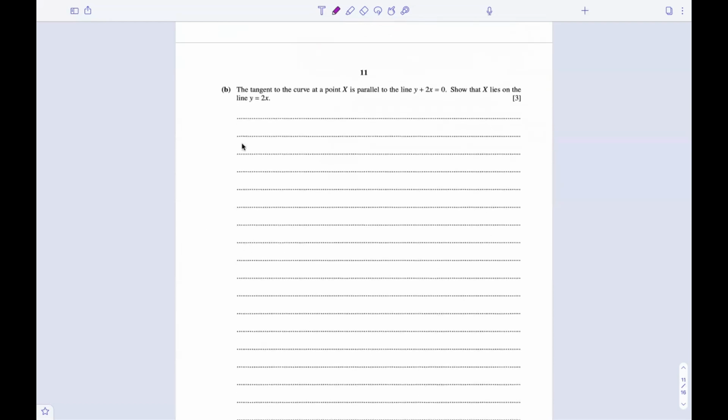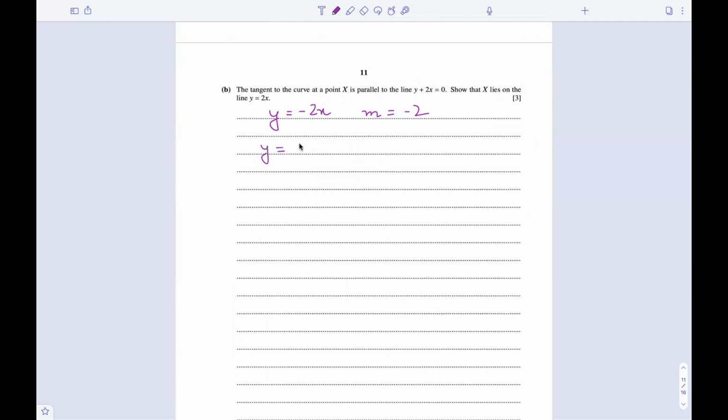Now in part B, we have a tangent to the curve at a point x and it is parallel to the line y plus 2x equals 0. So the line has equation y equals minus 2x, which means that the gradient of this line is minus 2. So the tangent to the curve at point x will also have a gradient of minus 2.